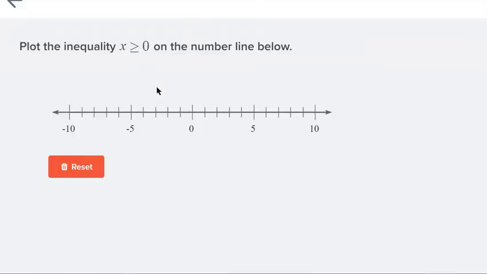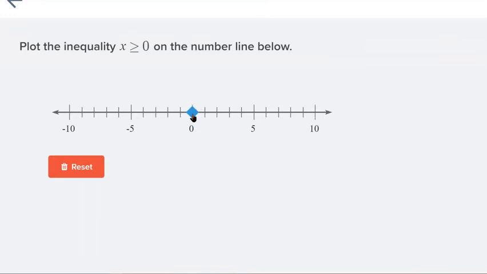This is a Math Space task. This says plot the inequality x greater than or equal to 0 on the number line below. This is the way you do it. You have to find your number in the number line and you click on it. Once you click, you get a kind of a dot, and it says x is greater than 0. So you're going to look at the numbers more than 0. So the greater than 0 is going to be to the right.